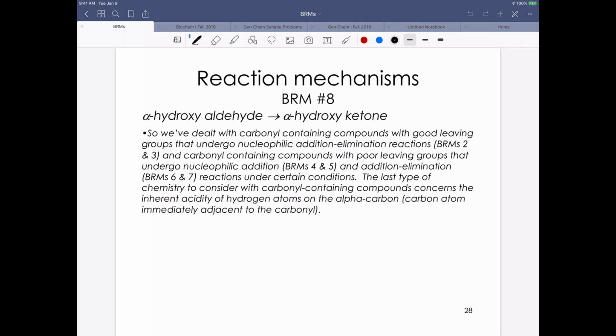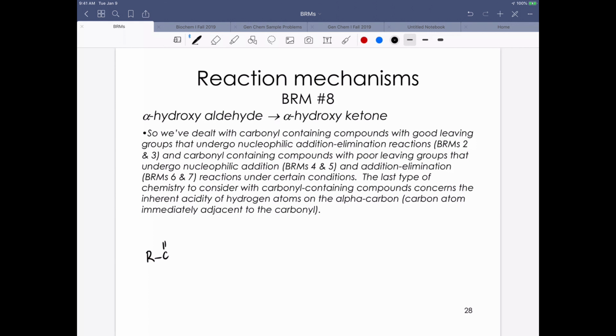So as we move into reaction mechanism 8, I'm going to do a little reflection on the reaction mechanisms we've done before, because this is an important shifting gears point where we start doing a different kind of mechanism. So again, reaction mechanisms 2 and 3, we dealt with carbonyl containing compounds that had good leaving groups.